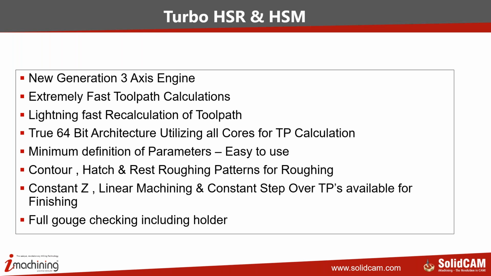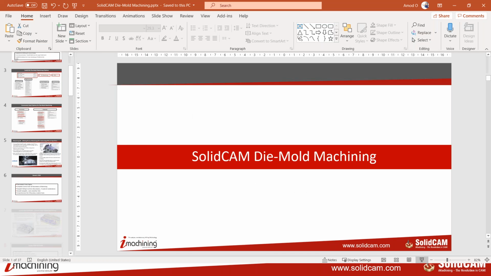It has contour, hatch, and rest roughing patterns for roughing, and constant Z, linear, constant stepover, including rest finishing options for finishing. Complete collision checking of your holders, including the part, is also available inside SolidCAM's turbo machining. So what we are going to do now is move to the presentation when we start calculating the toolpath, because the calculation of the toolpath for the small insert can take about 5 to 7 minutes. In the meantime, we can finish more slides explaining more in depth what turbo is all about. Let's go to the software.